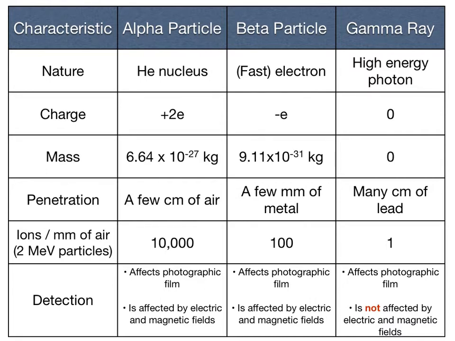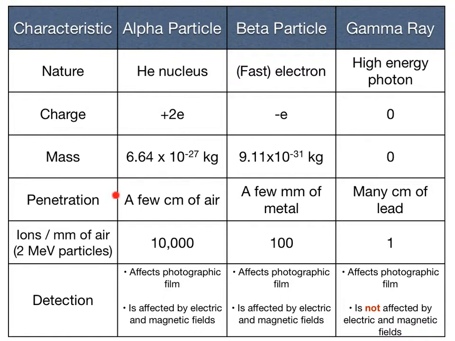Here's a handy chart which summarizes some of the characteristics of alpha, beta, and gamma radiation. So if we take a look here, let's talk about the alpha particle first. Okay, so an alpha particle is a helium nucleus, as we've said before. So because it's a helium nucleus, it has a charge of +2, because there are 2 protons in a helium nucleus. And its mass is 6.64 times 10 to the negative 27 kilograms. Again, that's twice the mass of a proton.